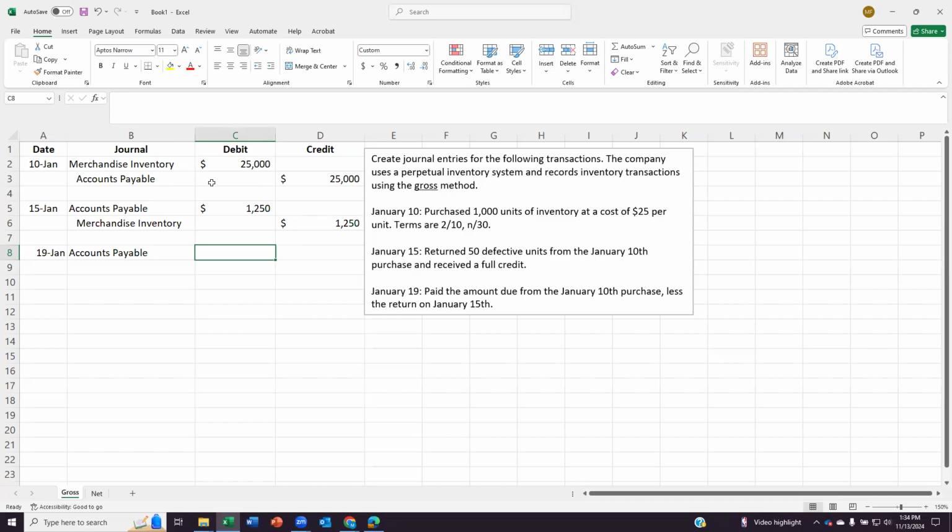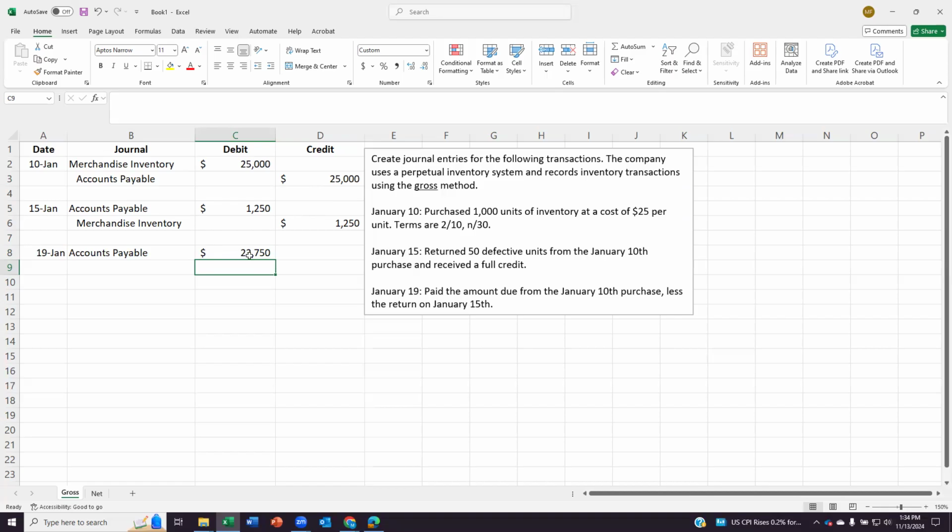How much do we owe? Well, we credited accounts payable 25,000 here and we debited it 1,250 here. So 25,000 minus 1,250 should be 23,750. So the amount of accounts payable that we're debiting is simply the balance of the accounts payable account. Since the account had a credit of 25,000 and a debit of 1,250, it had a credit balance of 23,750. We're going to debit that when we make our payment to show that we're completely paying off the amount owed to the supplier.